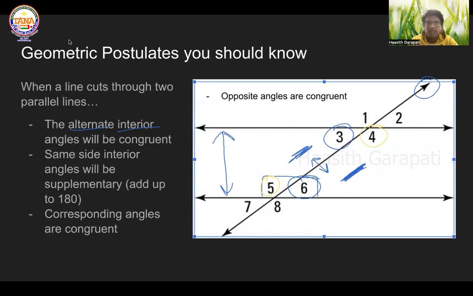Oh, some people in the comments said that this is called the transversal. Transversal, thank you very much. Yeah, but yeah, so that's an example of alternate interior angles.